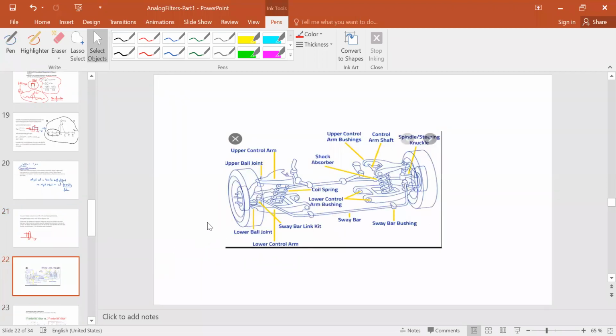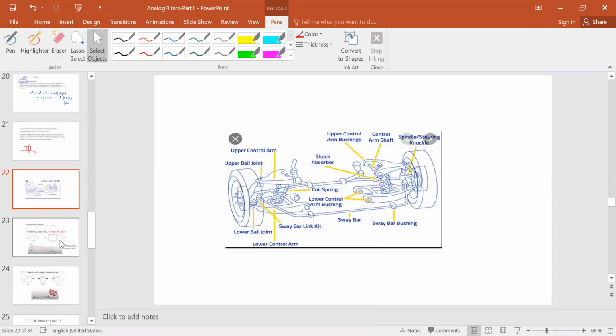Now here is an example of the car suspension system. This car suspension system is also a low pass filter, because whenever a jump comes, the suspension will absorb the high frequencies and allow the low frequencies. It will slowly move the body of the car, but it will not give you up and down high frequency jumps. All the high frequency jumps are absorbed. Only the low frequencies are allowed to pass to the body of the car. So the car suspension system is actually a low pass filter implementation, but it's a mechanical filter.